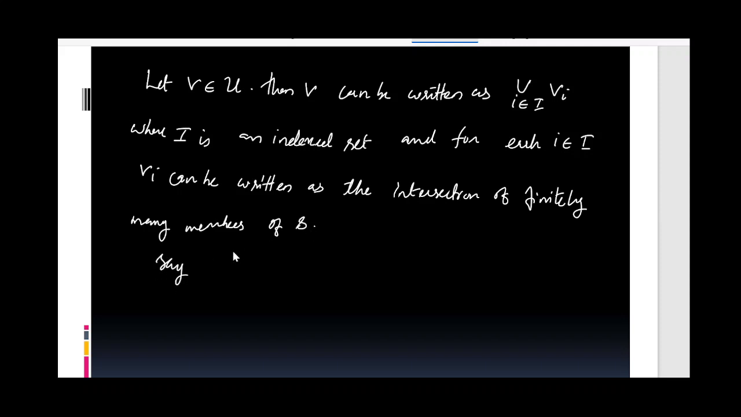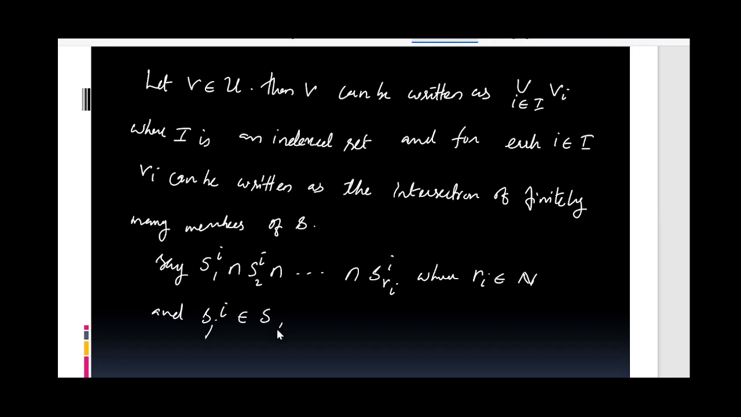Say S1i intersection S2i intersection etc. intersection S_{ri}i, where ri belongs to the natural numbers and Sji belongs to S for 1 less than or equal to j less than or equal to ri. Can you follow this?